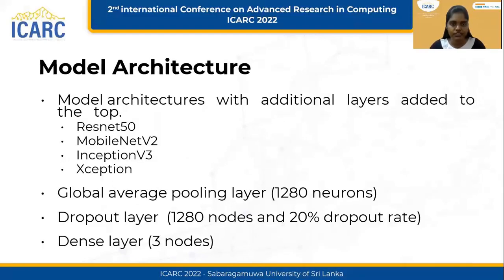We have implemented 4 models separately based on CNN architectures which are ResNet 50, MobileNet V2, Inception V3, and Xception. We have made modifications to the model architectures with these additional top layers: a global average pooling layer, a dropout layer, and a dense layer. After experimenting with different combinations of layers, we have chosen this set of top layers and added the same set for all 4 architectures since we are performing a comparative study.